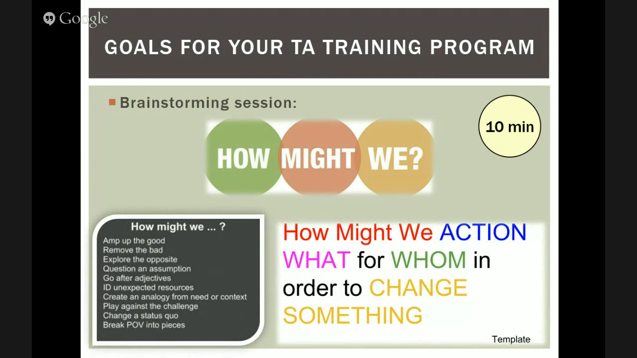How might we question some assumption? There are several different types of how might we that will help you think about different aspects of your program. Once we have done this brainstorming session, the questions you will have developed will help you narrow down the goals that you want for your program. So part one is just to think about this, how might we? You have a little workbook on your table, and I give you some examples that are TA training program related, just to give you a sense of where you can start.